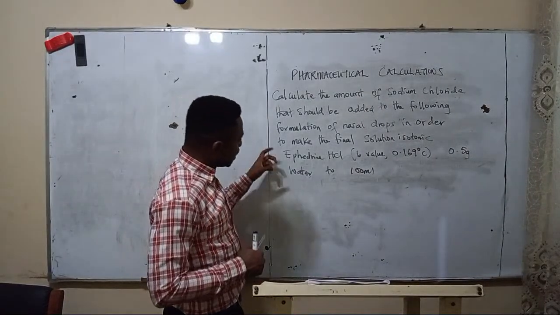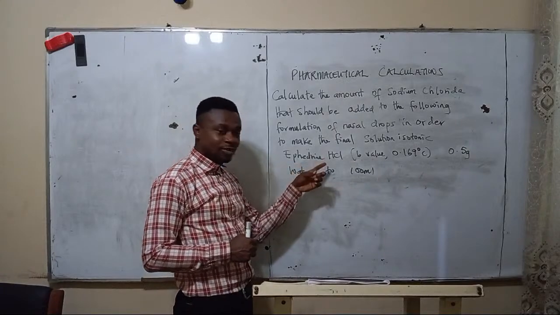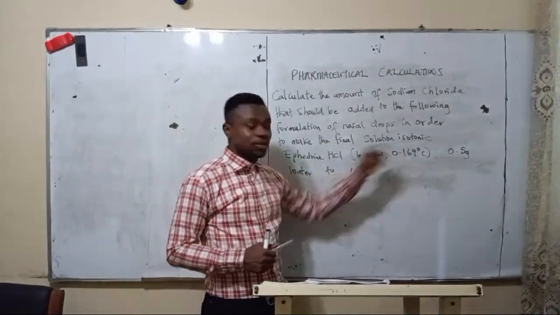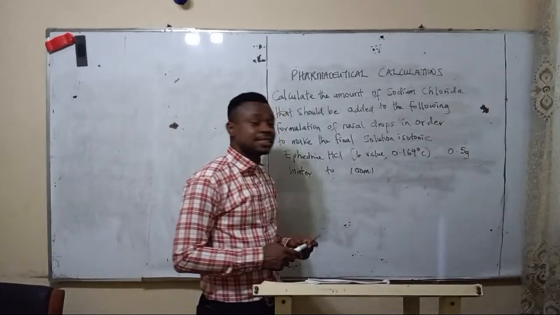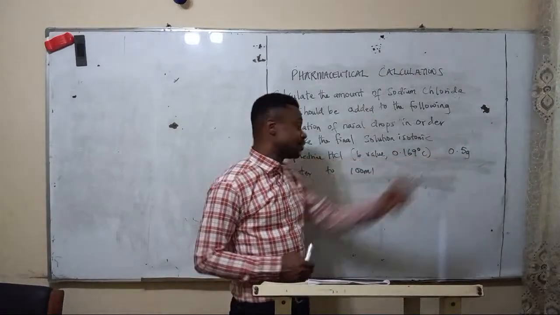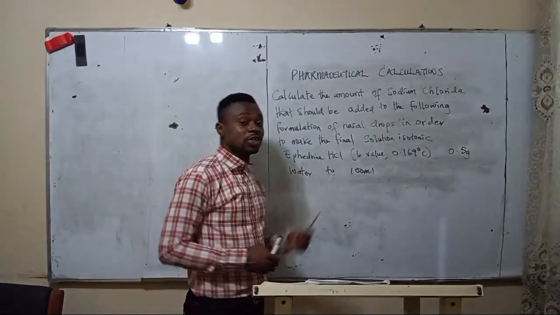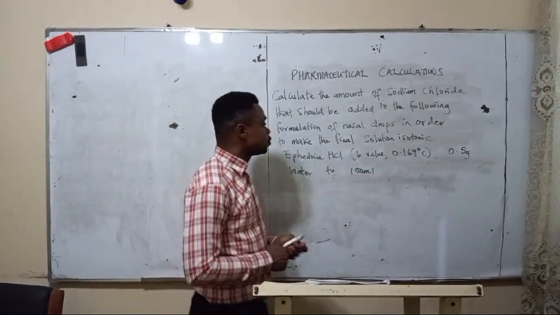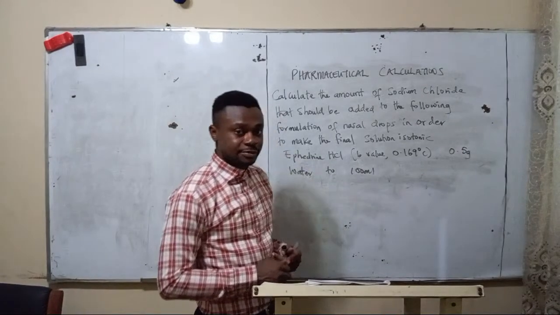The formula is ephedrine hydrochloride, B value 0.169 degrees Celsius, the amount is 0.5 gram. Then water to 100 ml.